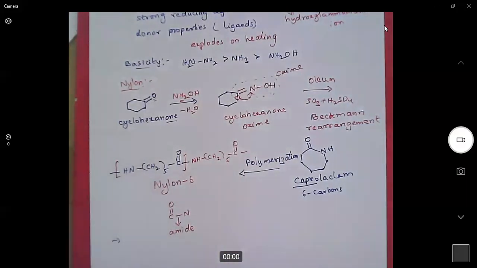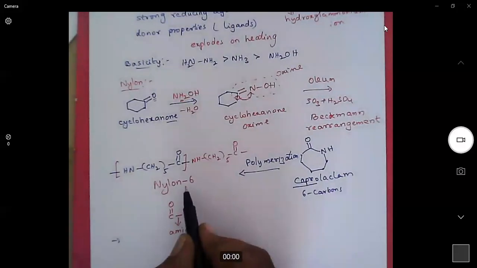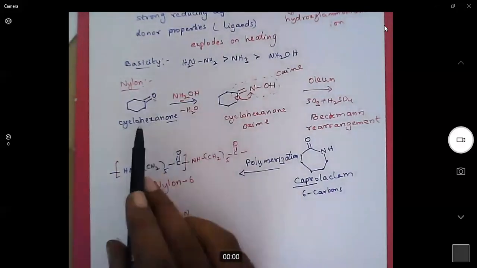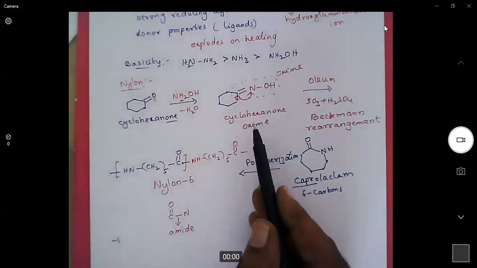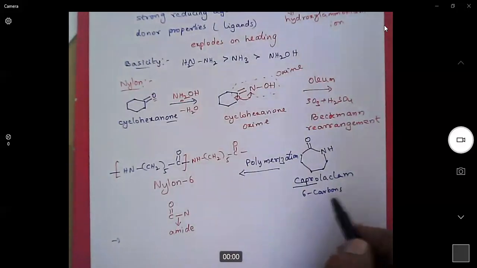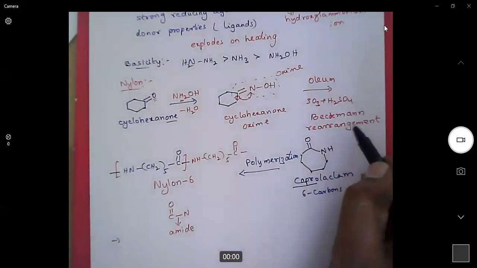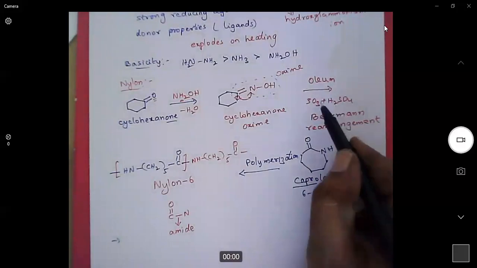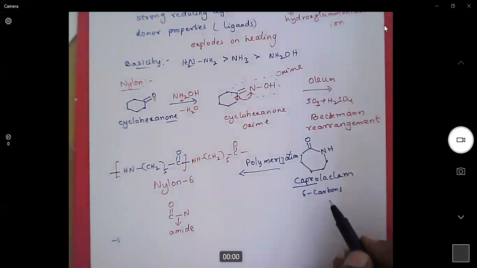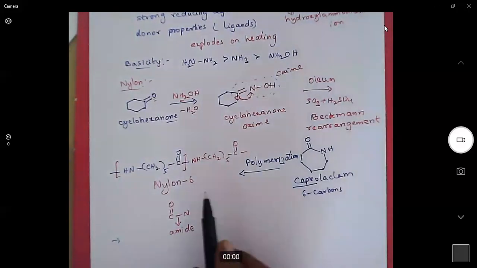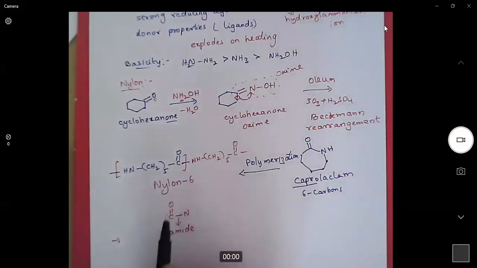So the best application of hydroxylamine is in the industrial synthesis of nylon 6, where hydroxylamine is treated with cyclohexanone to generate an oxime of cyclohexanone. Then the oxime is converted to caprolactam through Beckmann rearrangement under strong acidic conditions, that is oleum. Then this generated caprolactam will be polymerized to generate nylon 6.